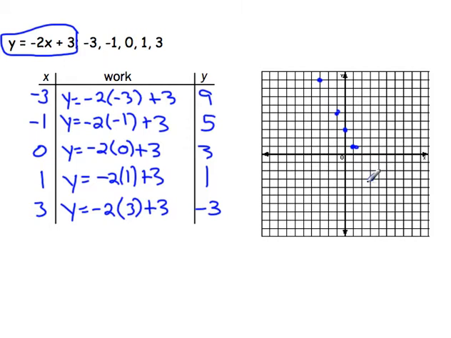And again, this should be a straight line. Notice there's a little bit of area in here where it's kind of skipped, but it's still a nice straight line. But I'm only using those domains that they gave me.